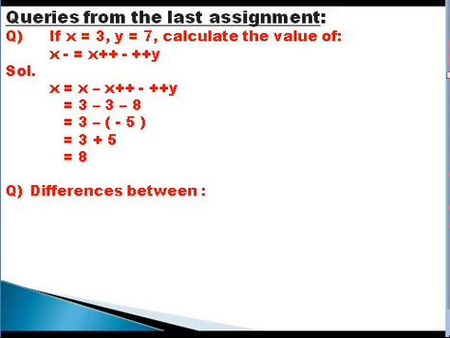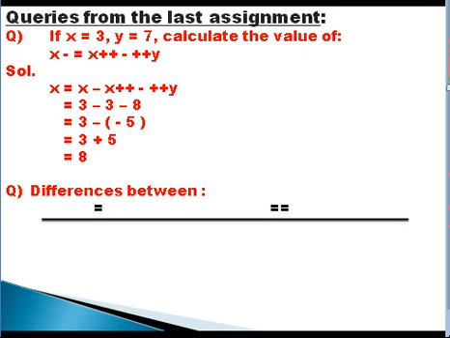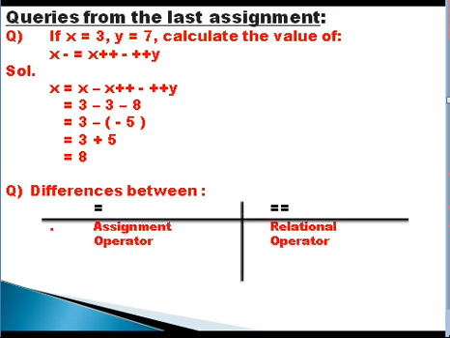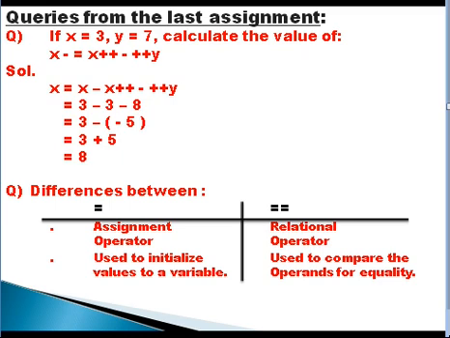The next query asked is to write the differences between equal and double equal. So let us discuss the differences. Equal is an assignment operator, whereas double equal is a relational operator. As for the purpose of usage, equal is used to initialize the values to a variable, whereas double equal is used to compare the operands for equality, and the result is always Boolean, either true or false. So this was the answer for the second query.